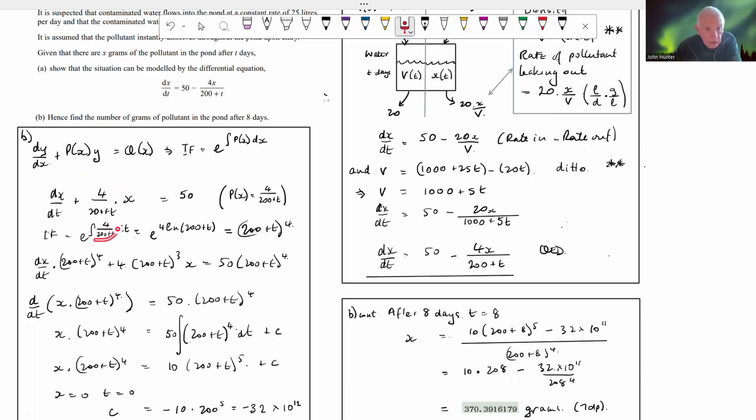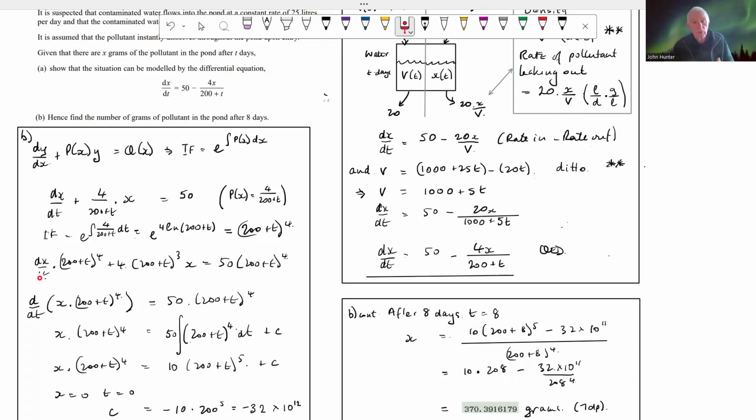That integral itself is fairly straightforward. 1 over 200 plus t integrates to the natural log of 200 plus t. We've got 4 times that. But of course, that is the same as e to the power of the natural log of (200 plus t) to the power of 4. And then e and natural log are inverse functions, so that simplifies to that. You might need to pause and have a think about that, but that's essentially what we've got for our integrating factor.